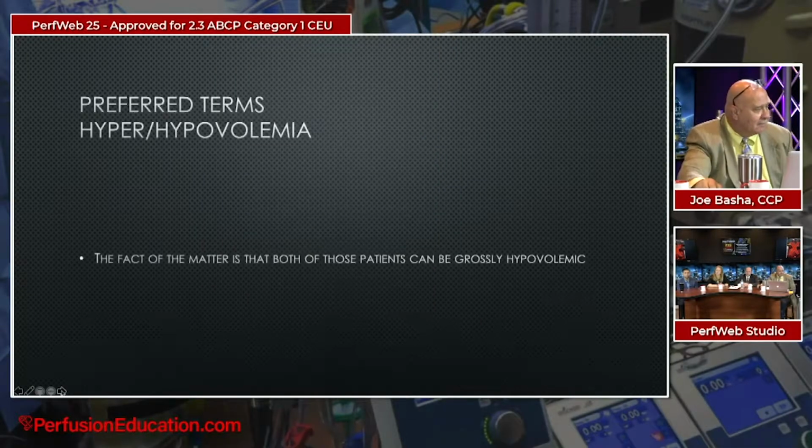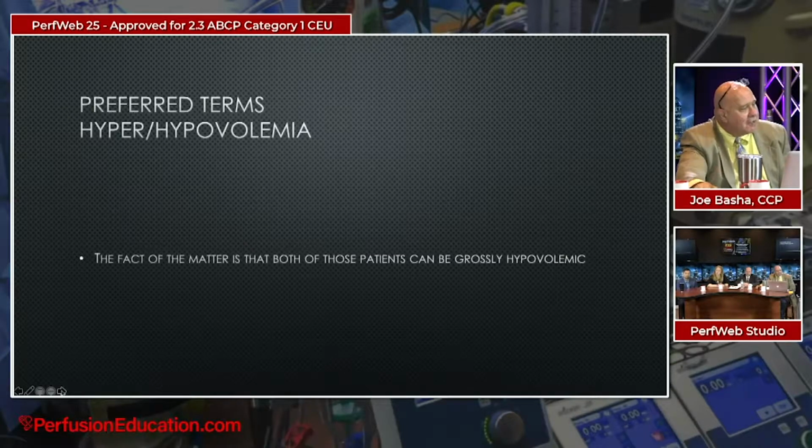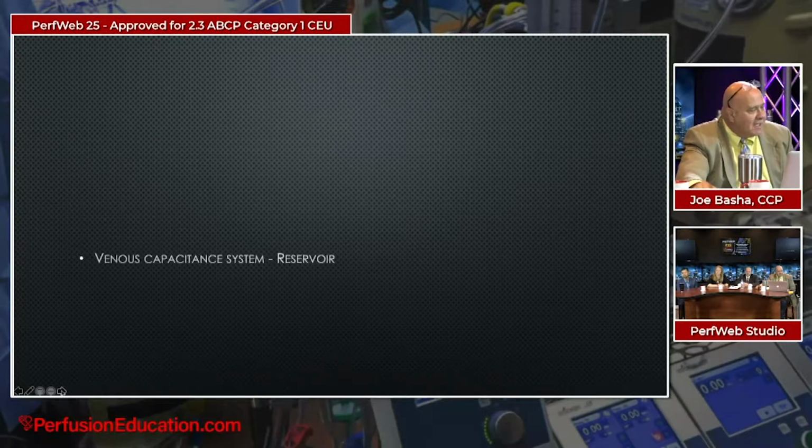Next slide, please. The fact of the matter is that both of those patients can be grossly hypovolemic. Next. Our venous capacitance system is a giant reservoir, although it acts much more significantly than just a reservoir and has a lot of function to it. But 60+% of all of our blood volume is in our venous capacitance system.